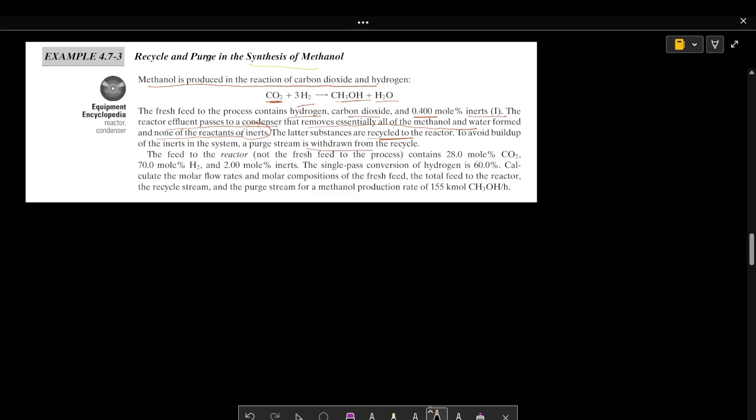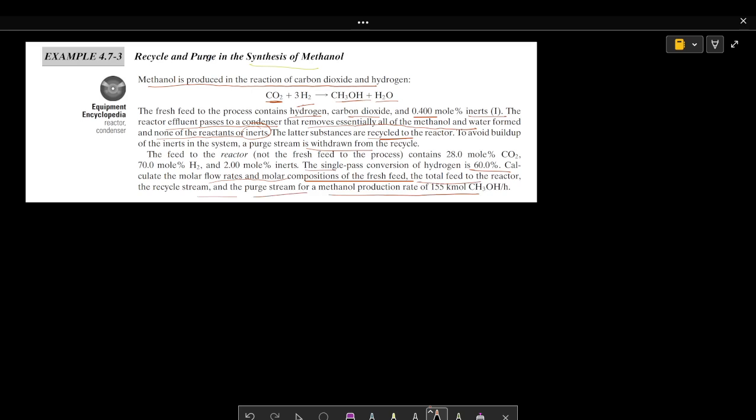The feed to the reactor composition is given, and the single pass conversion of hydrogen is 60%. So we have to calculate the molar flow rates and molar composition of the fresh feed, the total feed to the reactor, the recycle stream and the purge stream, with a methanol production rate of 155 kilomoles methanol per hour. So there is a lot of information in this question.